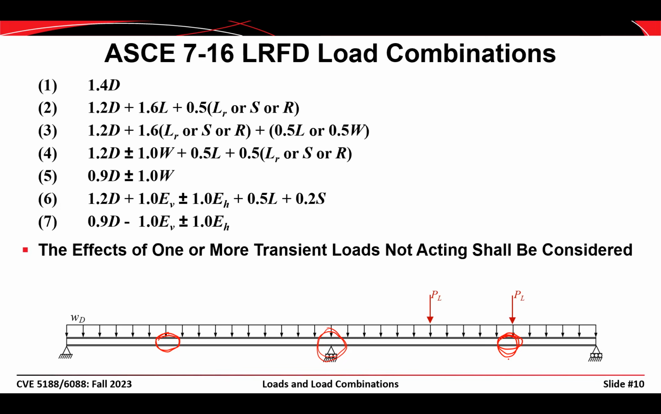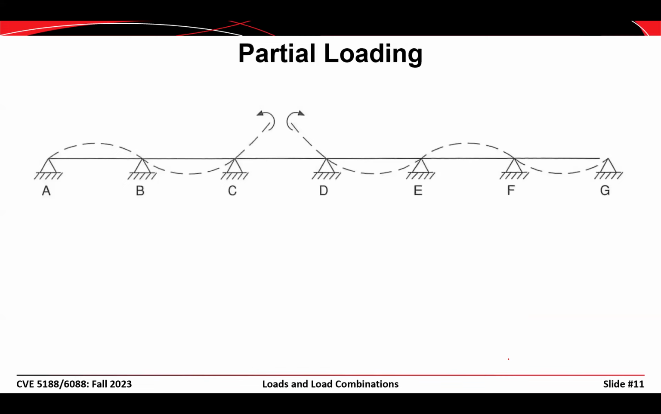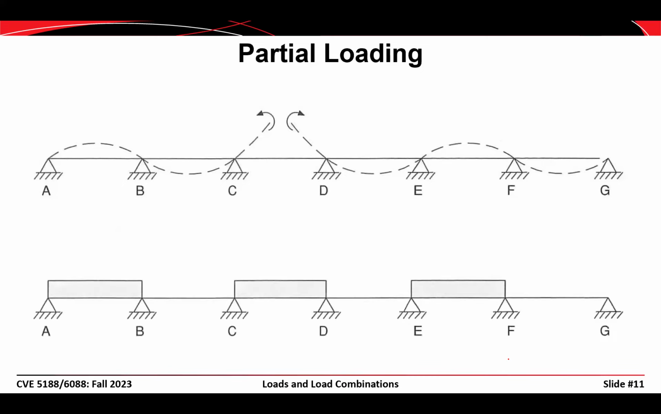Now, in the ASCE 7 standard, when you discuss loadings, that's often referred to as partial loading. What we have here is a multiple span beam. So what do we have? 1, 2, 3, 4, 5, 6 spans. We have the influence line sketched here for positive moment in the middle of the third span, the middle of span CD. So if we wanted to load this beam such that we're maximizing the moment at that location, the middle of span CD, we would actually just load those spans. We wouldn't load spans BC, DE, or FG.